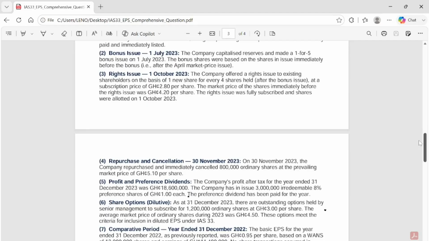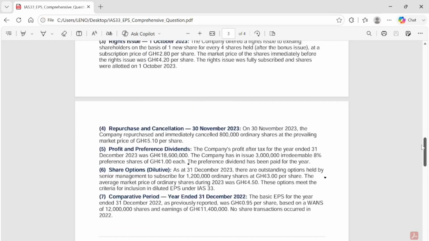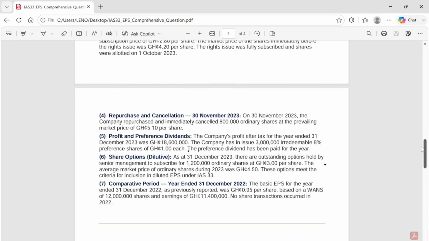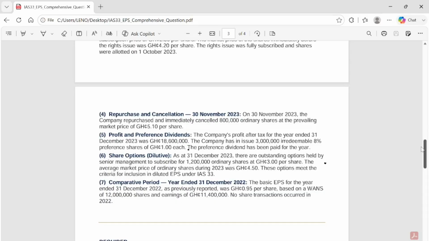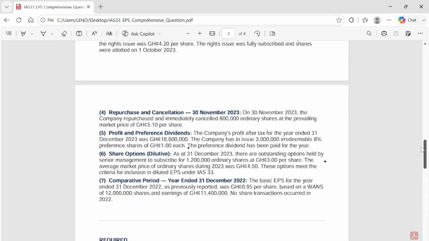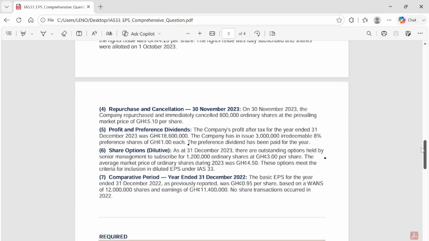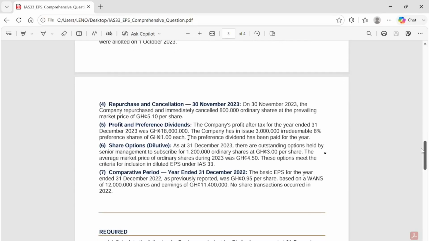Rights issue, 1st October 2023. The company offered the rights issue to existing shareholders on the basis of 1 new share for every 4 shares held at a subscription price of 280 pesos, and the market price per share immediately before the rights issue was 420 pesos. Then they did a repurchase and cancellation on 30th November 2023. The company repurchased and immediately canceled 800 shares at the prevailing price of 510 pesos.